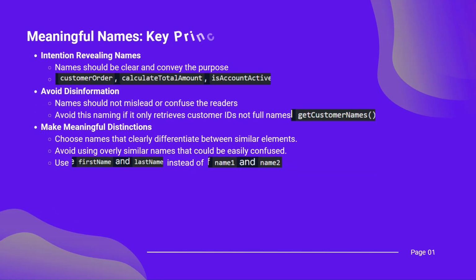In the realm of software development, where code speaks louder than words, the art of choosing meaningful names reigns supreme. In this video, we'll delve into the key principles that guide this art. So firstly, use intention-revealing names. Names should clearly convey the purpose or role of the element, making the code self-explanatory. Use something like customer order, calculate total amount, or is account active.